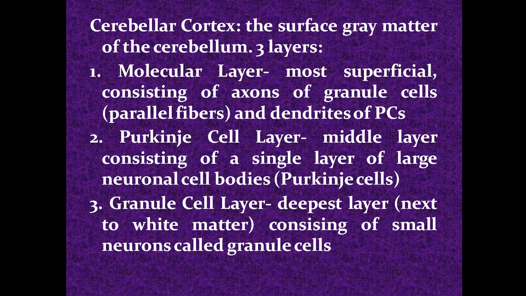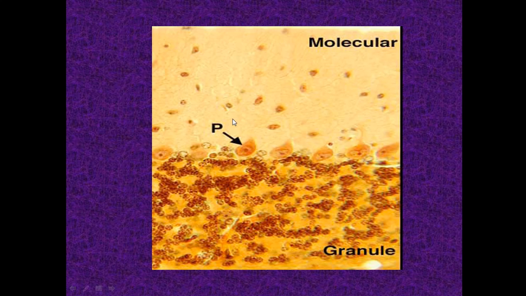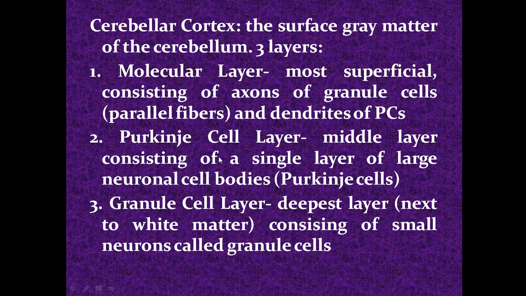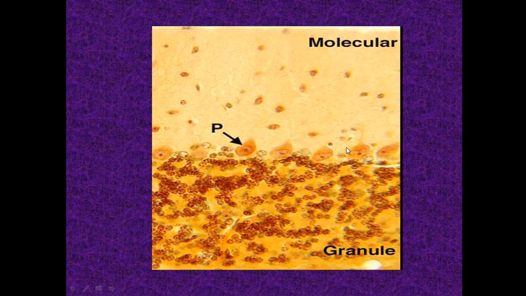Coming to the cerebellar cortex. The cerebellar cortex has three layers. The first is the molecular layer, the second is the Purkinje cell layer, and the third is the granular cell layer. The molecular layer is above here. It is composed of the axons of granule cells synapsing with the dendrites of Purkinje cells. The second layer, the Purkinje cell layer, is the middle layer of large neuronal cell bodies, which is noticed here. These are the Purkinje cells.